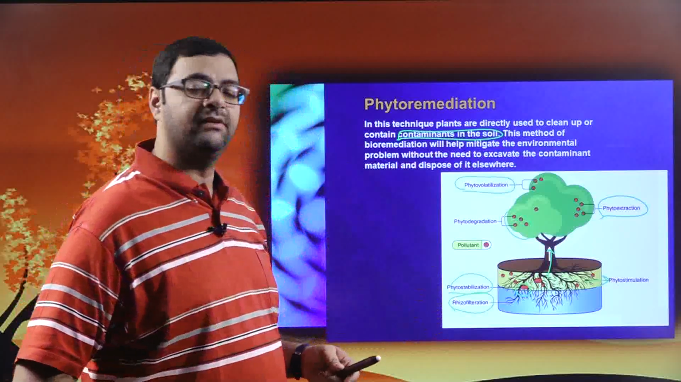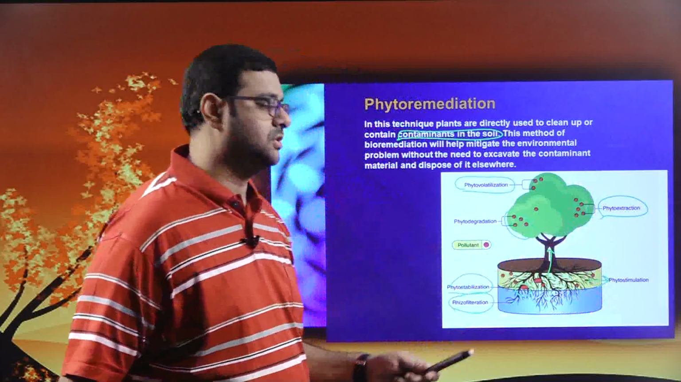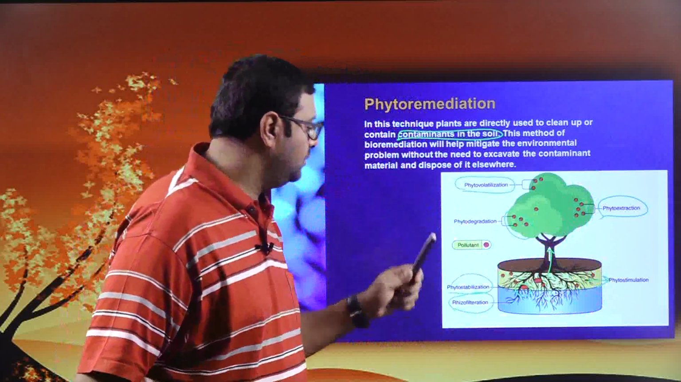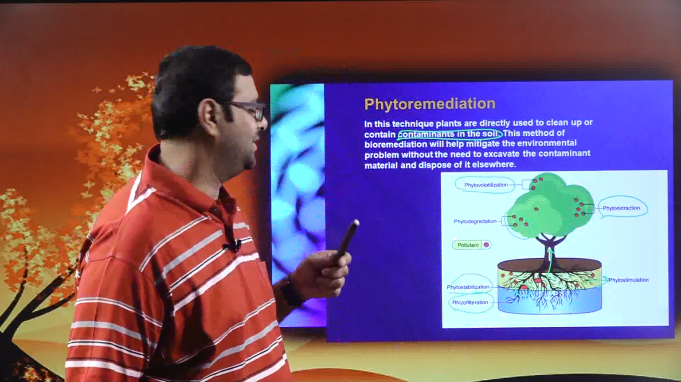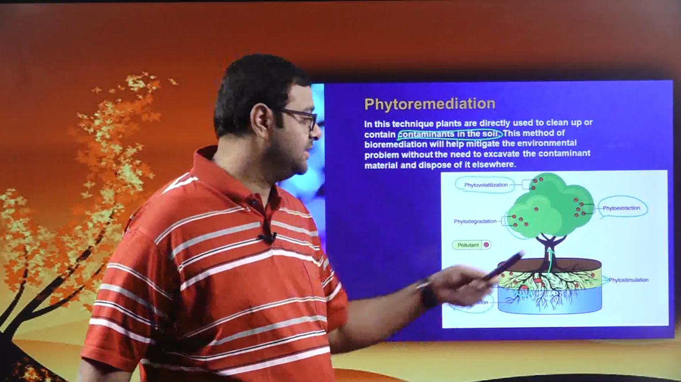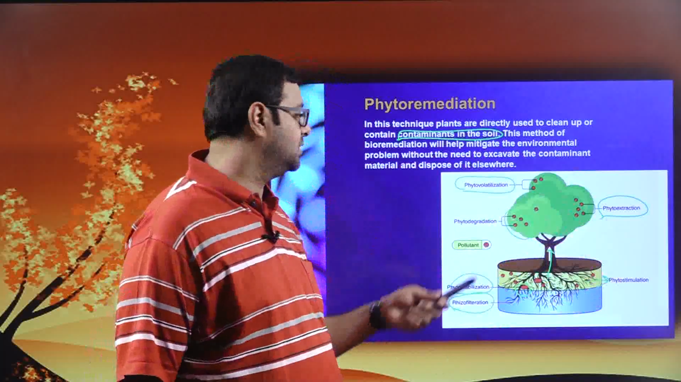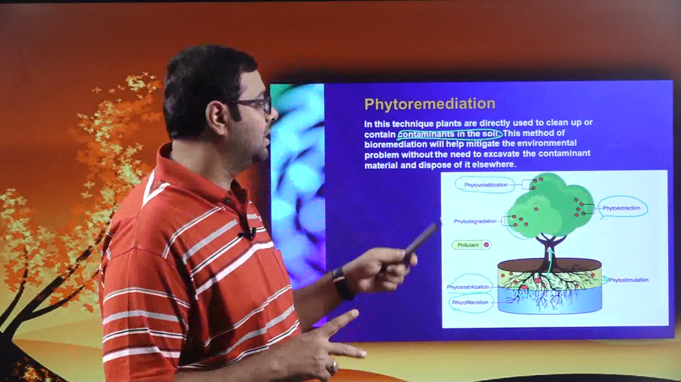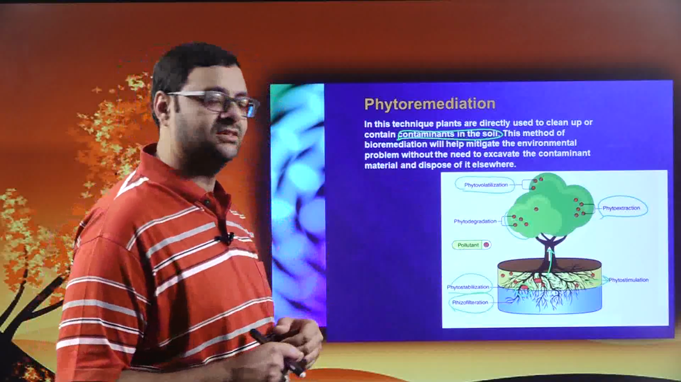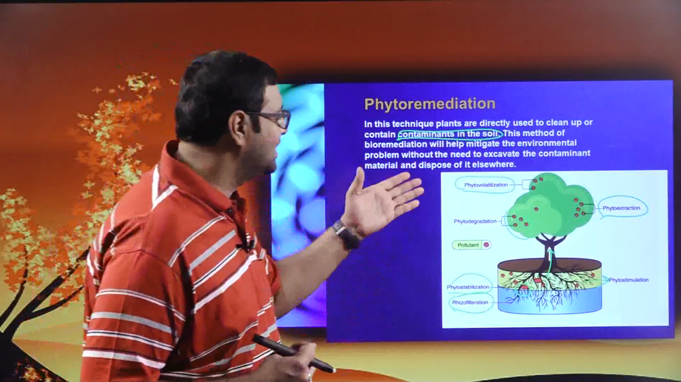processes: rhizofiltration, phytostabilization, phytostimulation, phytoextraction, then phytodegradation. Sorry, it is phyto in all the cases. So it is phytostabilization, then rhizofiltration, phytostimulation, then phytoextraction, then phytovolatilization, and then phytodegradation. I am so sorry, it is phyto here.